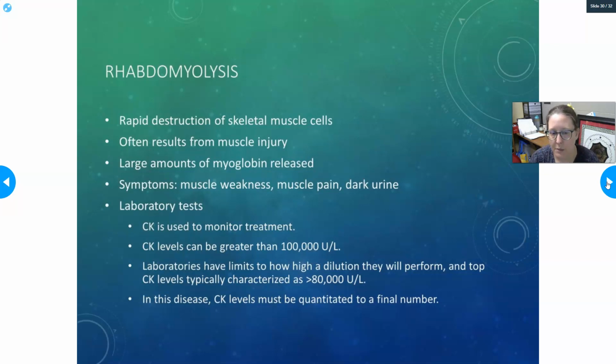The lab test, CK, is going to be used to monitor treatment. The CK levels can be greater than 100,000, depending on the extent of the injury, but of course you have this rapid lysing of all this muscle. So not only is myoglobin released, but CK, of course, is going to be released too. Labs could have a limit on how high a dilution they can perform. And so it's possible that the top CK level reported is going to be greater than 80,000, although most physicians do want it to be quantitated to a final number, meaning that the tech might have to do some manual dilutions to get it diluted enough to get a reading to get an actual number as to how high the CK is.